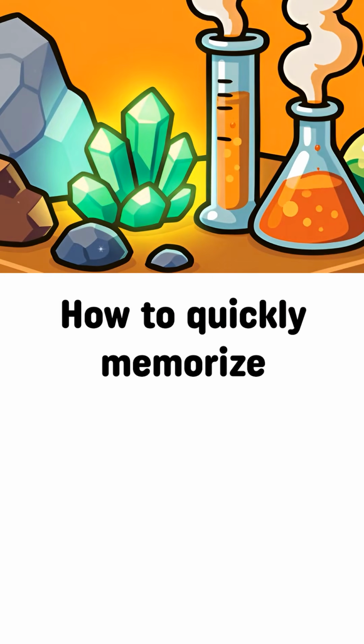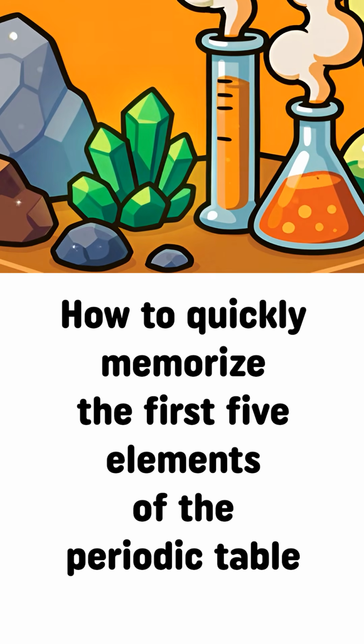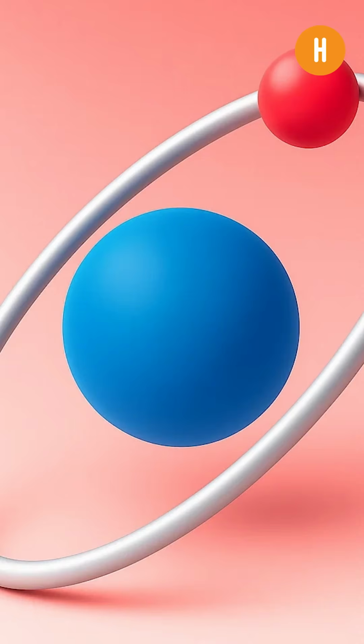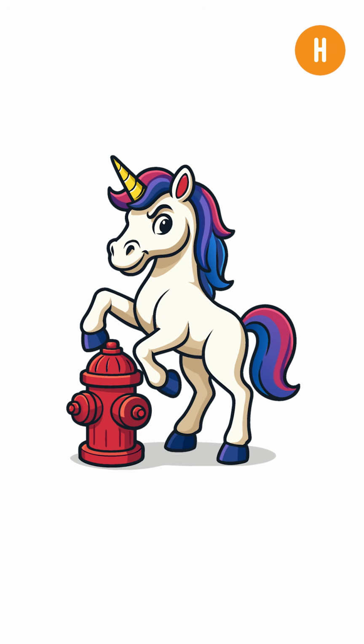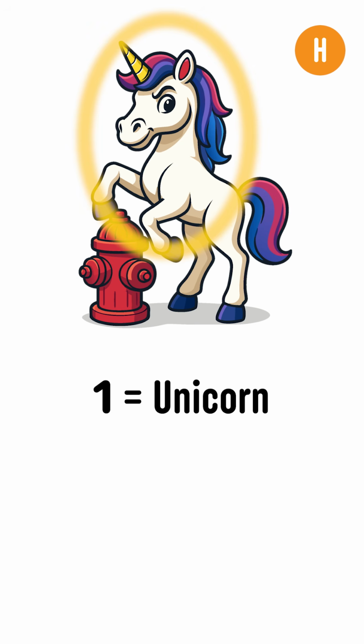How to quickly memorize the first 5 elements of the periodic table. Hydrogen is the first element of the periodic table. This image represents hydrogen. The number 1 is represented by a unicorn because unicorns only have one horn.